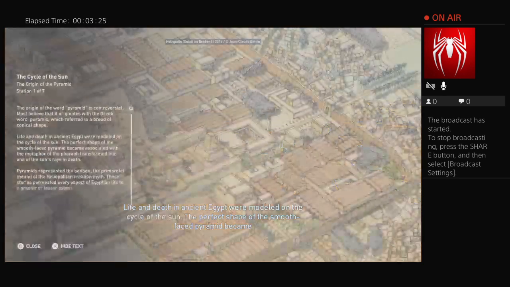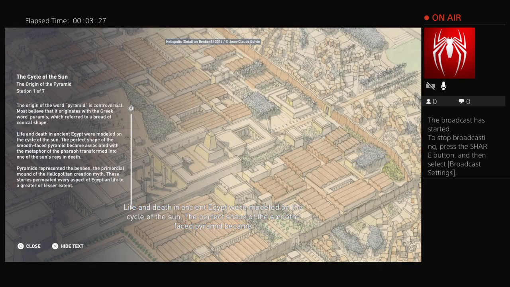Life and death in ancient Egypt were modeled on the cycle of the sun. The faced pyramid became associated with the metaphor of the pharaoh transformed into one of the sun's rays in death. Pyramids represented the Benben, the primordial mound of the Heliopolitan creation myth. These stories permeated every aspect of Egyptian life to a greater or lesser extent.